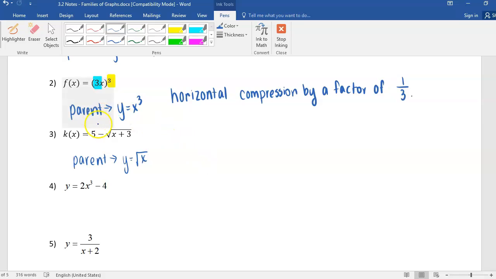Good. So we've got to look for everything that's different than that square root. We've got that plus 3, we've got this 5 out here, and we also have this minus. All of those things are different than the square root. So, Jackson, tell me one thing that has happened to this graph.